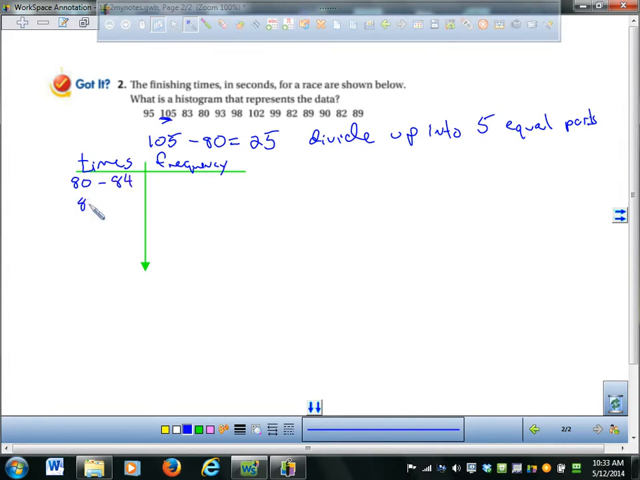Then from 85 to where? 89. Then from 90 to 94. Then from 95 to 99. Are we done? And then from 100 up to 104. And that makes sense, right? Wait. Uh-oh. It gives you one more. I need to go one more. Oh, shoot. Now they're not even. I always run into that problem.